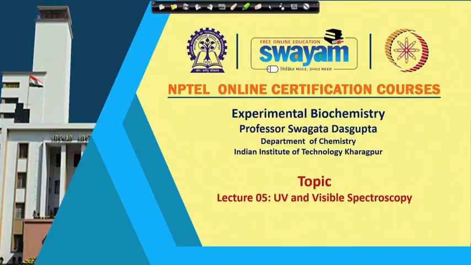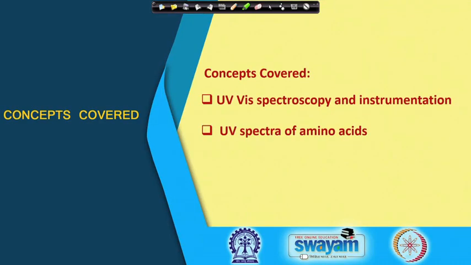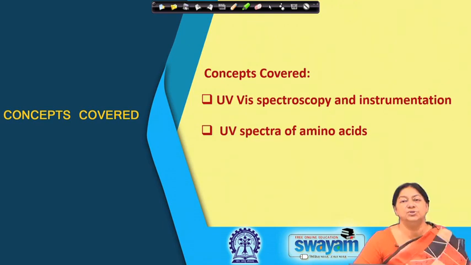In this lecture, we will be starting our discussion on spectroscopy. The first lecture will be on UV and visible spectroscopy, and the second lecture will be related to fluorescence spectroscopy. The concepts that we are going to cover in this lecture include UV visible spectroscopy and the instrumentation associated with it, and the UV spectra of amino acids.